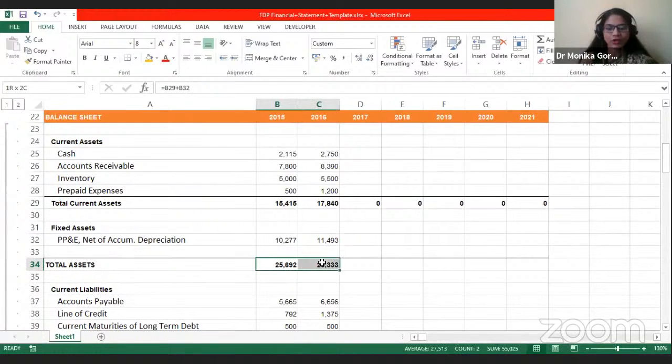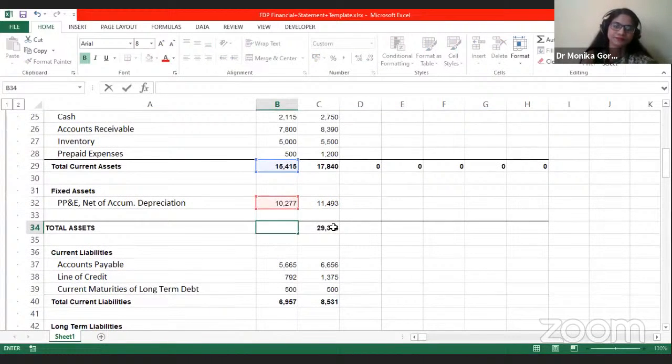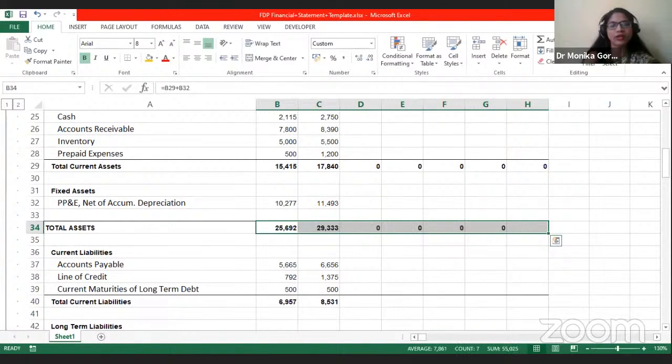Okay. Your current asset plus your fixed asset comes to your total asset. Again, I'll drag it and control R.